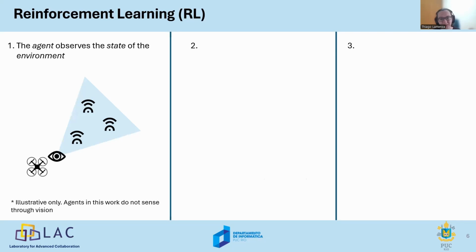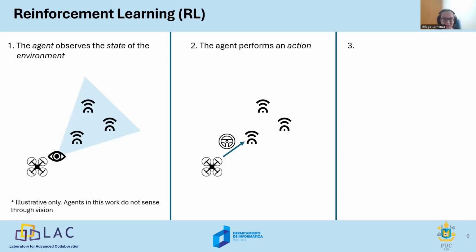So bringing it back to the illustrative scenario that I just showed you, the environment would be the forest, the sensors, and even the other agents. Basically, everything that is not the agent itself is part of the environment from its perspective. And the state of the environment is a description of the current configuration of the environment. In practice, the state would be a sequence of numbers that describes the environment and has all the information necessary for the agent to perform an action.